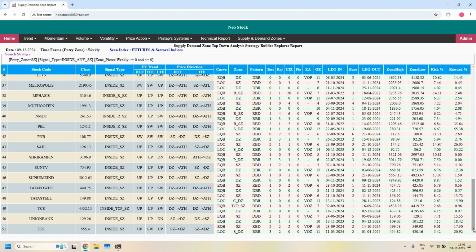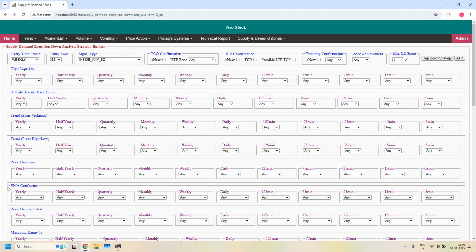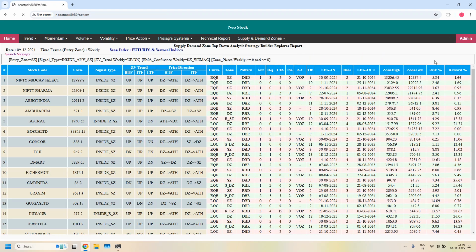But out of these 51 supply zones, how many are high probability setup supported supply zones? Let's filter based on weekly EMA Confluence. So EMA Confluence, weekly time frame, weekly supply zones having weekly EMA Confluence, and the trend on weekly time frame should be either up or down, but not sideways for EMA Confluence.